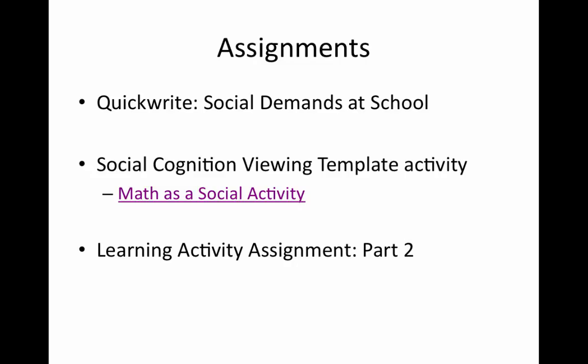And then we also have the learning activity assignment part 2 due at the end of this week, and that involves writing just a few sentences to add on and build upon part 1 that you have turned in last week, or this week. So what you're asked to do is think about your target student once again in terms of social cognition, and then add on to the description of that student. And that's it.